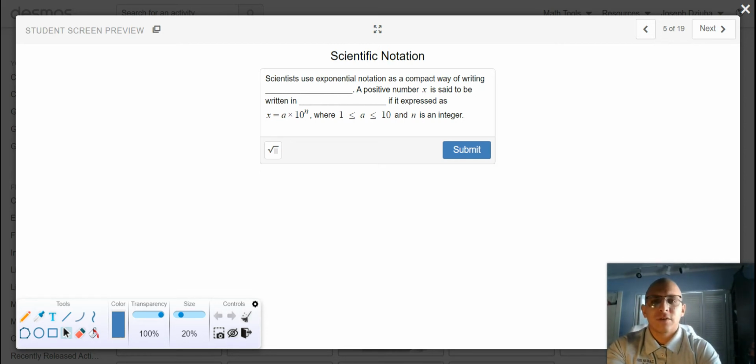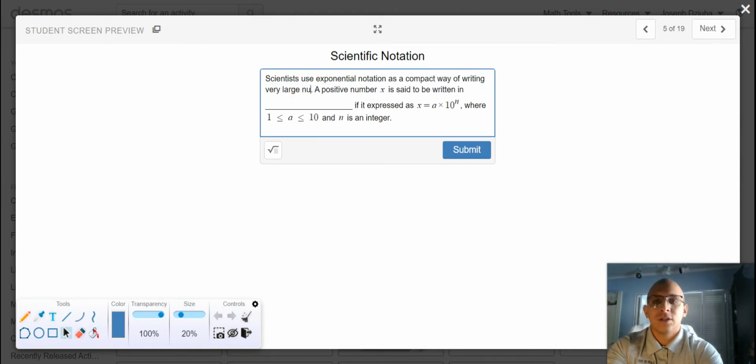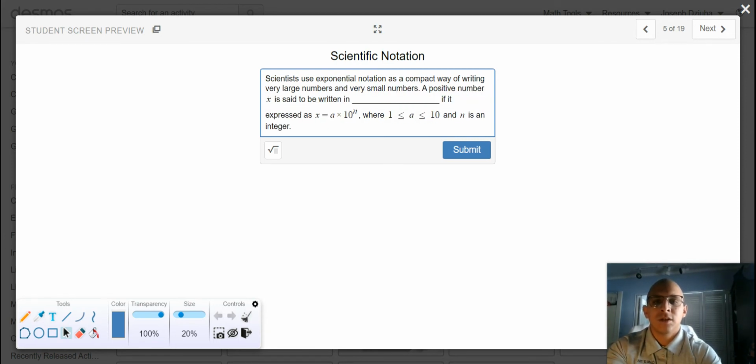Within scientific notation, scientists use exponential notation as a compact way of writing very large numbers and very small numbers. A positive number x is said to be written in scientific notation if it is expressed as x equals a times 10 to the n, where a is any value between 1 and 10, and n is an integer. Once again, make sure you press submit.